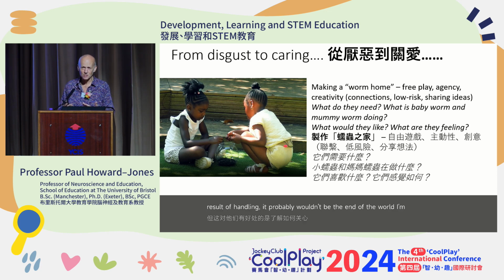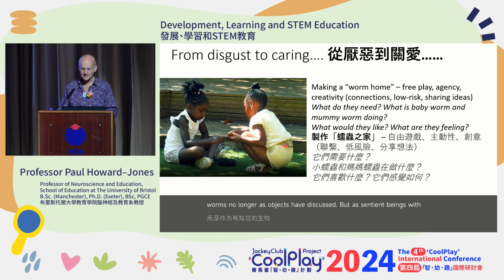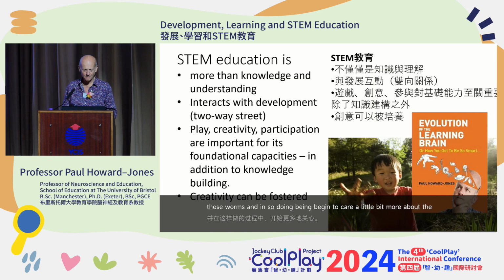And pretty soon, these two children, this is unstructured free play, they started asking themselves, well, what does the worm need? What is a baby worm? What's mummy worm doing? What would they like? And then what are they feeling? And talking about these worms no longer as objects of disgust, but as sentient beings with thoughts and feelings. In other words, they began to empathize and care about these worms, and in so doing, begin to care a little bit more about the natural world around them.